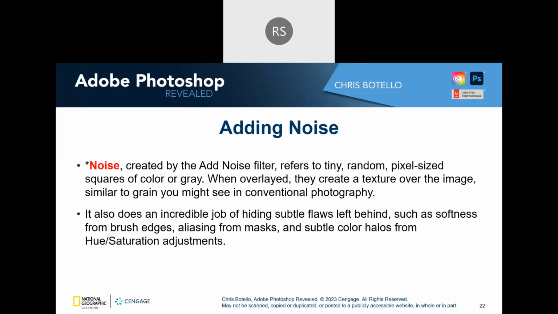You can also add noise. Noise is created by using the add noise filter, and this refers to tiny random pixel-sized squares of color or gray. When you overlay them, they create a texture over the image, similar to grain you might see in conventional photography. It also does a great job of hiding any subtle flaws that are left behind, such as the softness from brush edges, aliasing from a mask, or maybe some subtle color halos from the hue and saturation adjustments.